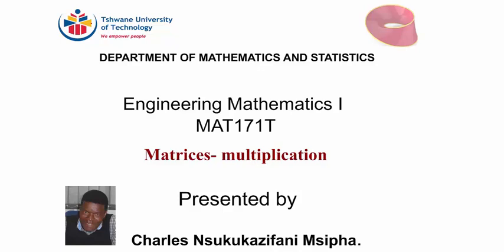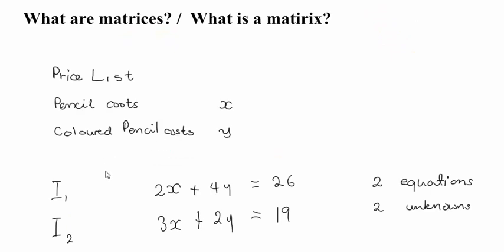I'd like to start from where we started looking at the introduction of matrices. You recall that we introduced matrices by looking at a price list of two articles, in this case pencils and colored pencils, costing X and Y. We saw that the problem took us to equations which we called simultaneous linear equations, in this case two equations with two unknowns.